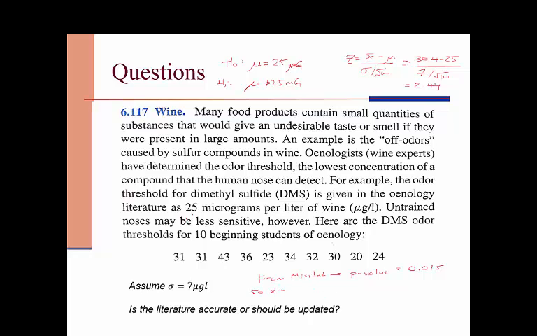So at alpha equals 0.05, the p-value is less than or equal to alpha. Therefore we reject H naught. Therefore we accept H1, that the mean is not 25 micrograms per liter. So is the literature accurate? No, it should be updated.